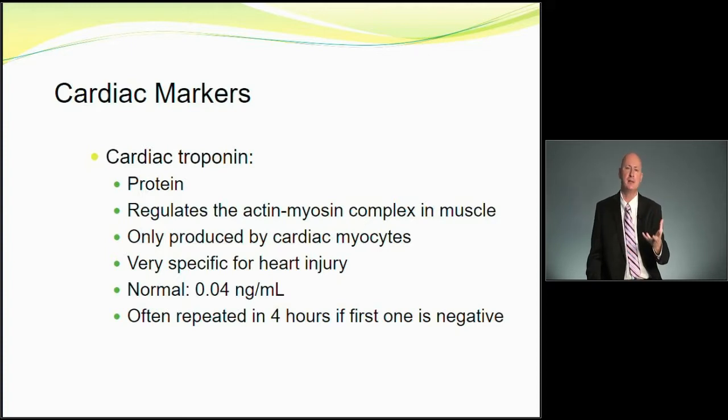And we see up there that its normal is 0.04 nanograms per milliliter or less. And we repeat it in 4 hours if the first one is negative, because if the patient just suddenly started having chest pain and shows up, or just all of a sudden starts having chest pain on your unit and you get a troponin level, it may not be elevated. So you need to recheck that within 4 hours.